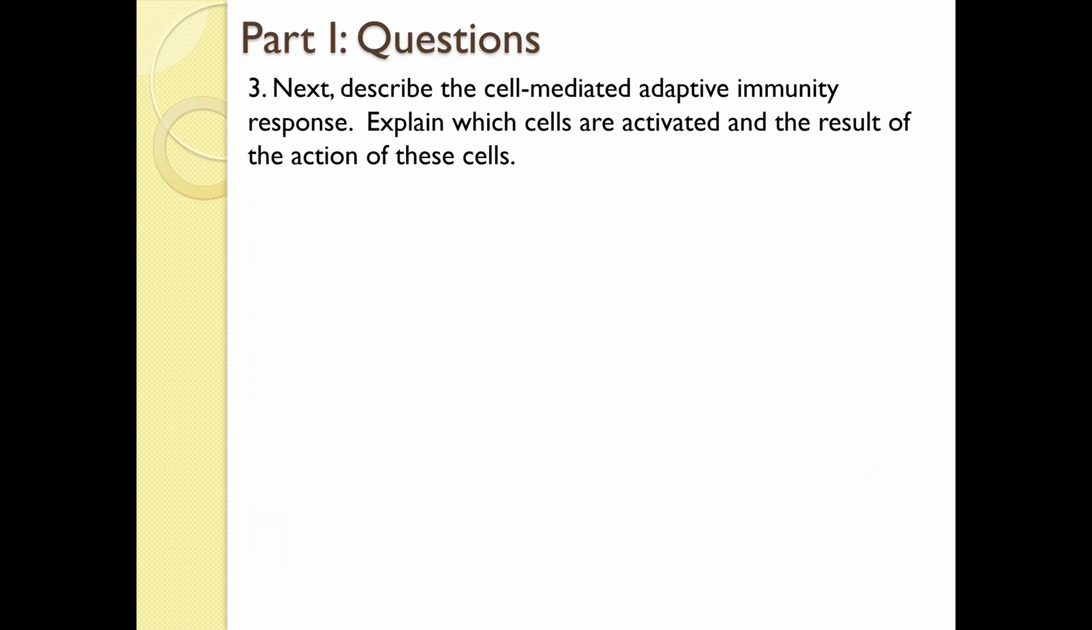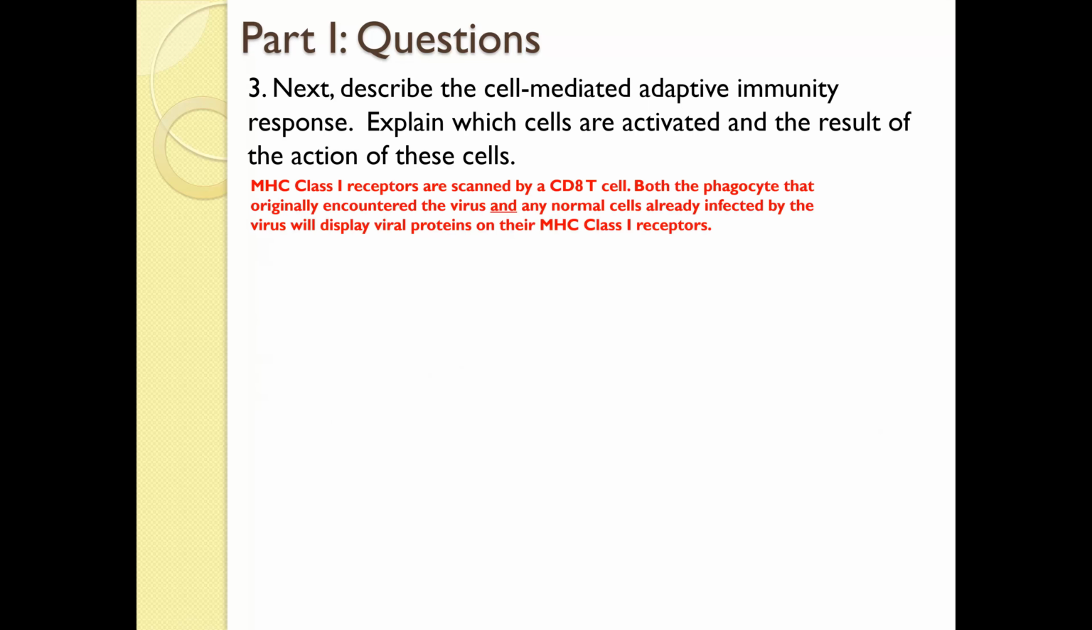So number 3, next describe the cell-mediated adaptive immune response. Explain which cells are activated and the result of the action of these cells. So MHC class I receptors are scanned by CD8 T cells. So remember, 1 goes with 8. So both the phagocyte that originally encountered the virus and any normal cells already infected by the virus will display viral proteins or viral antigens on their MHC class I receptors.